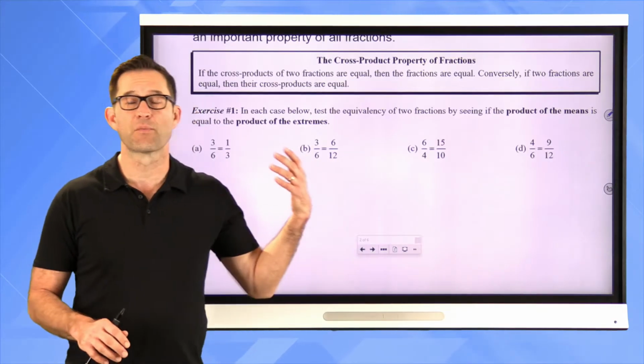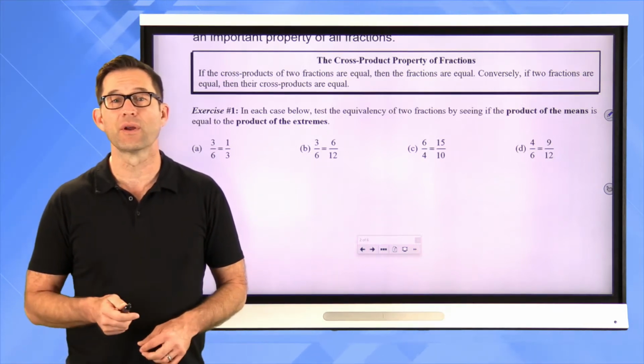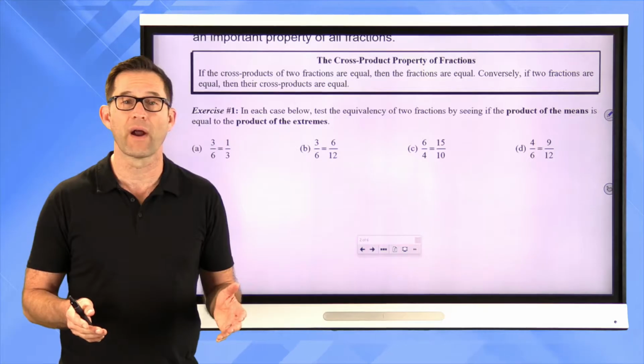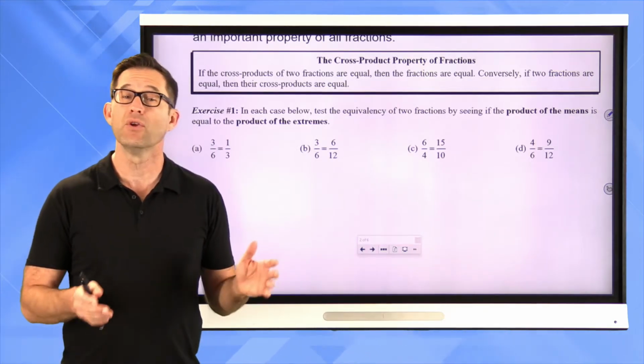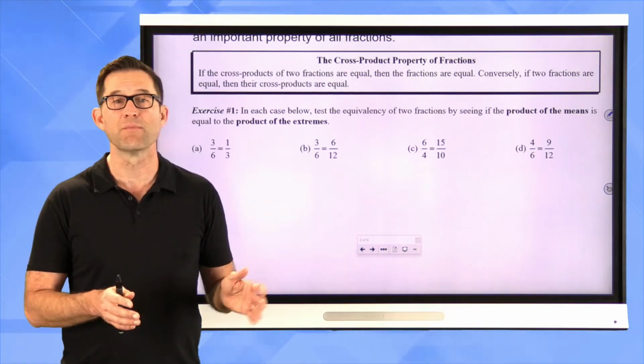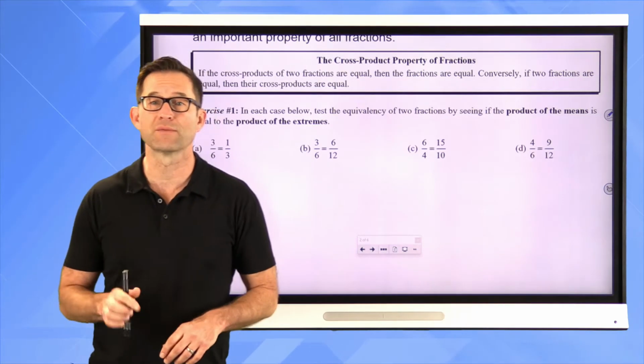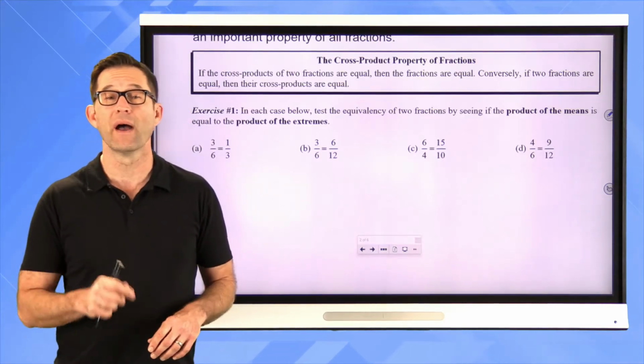Now, you use this property all the time. You used to use it back in middle school and elementary grades to just test whether or not two fractions were equal to each other. But you also use it all the time when you solve proportional equations by doing cross multiplication. Anyway, let's use the first part of the cross product property to just do exercise number 1.